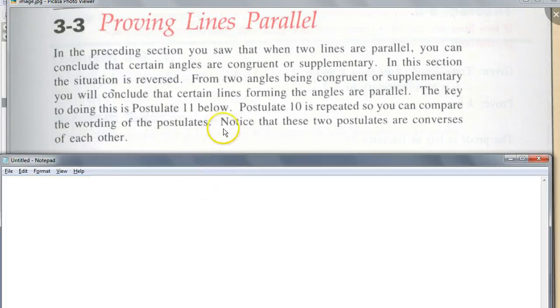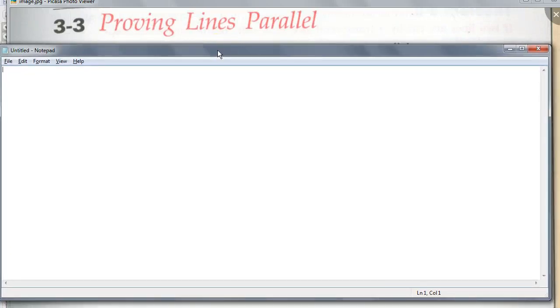Okay, today we're going to talk about proving lines parallel.